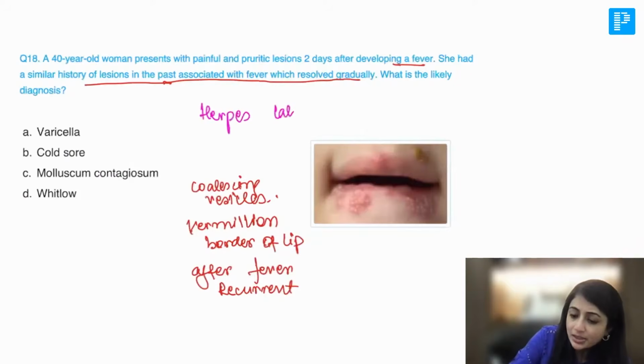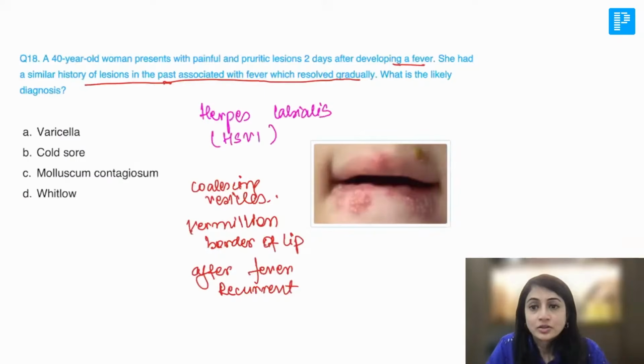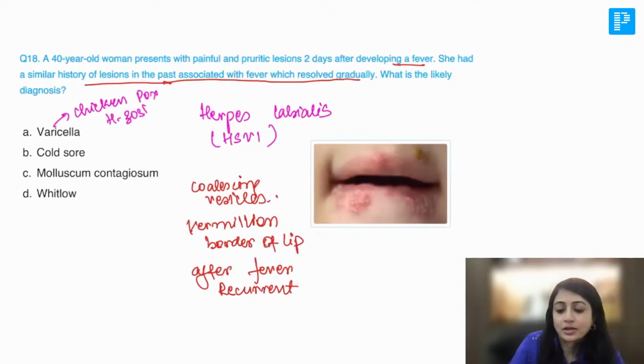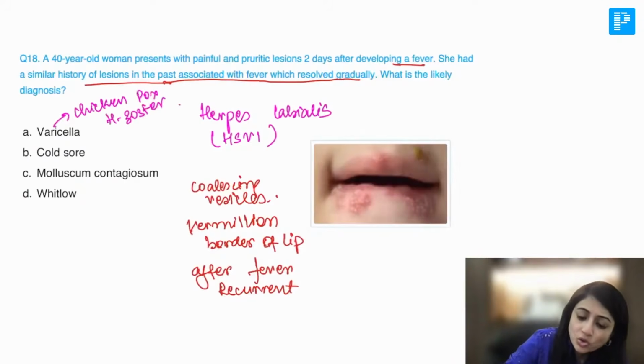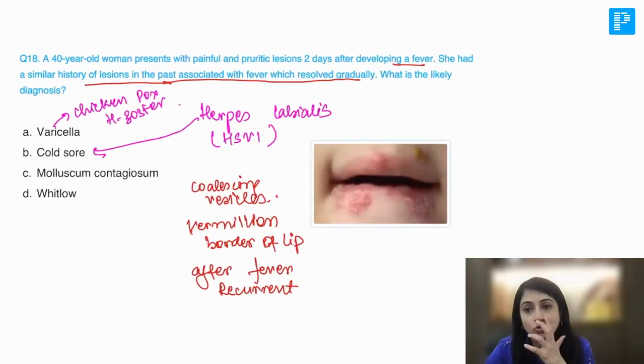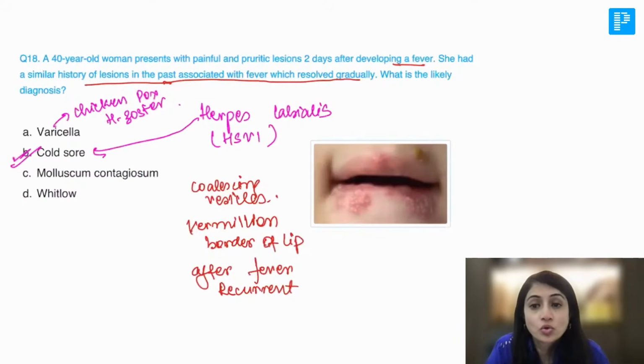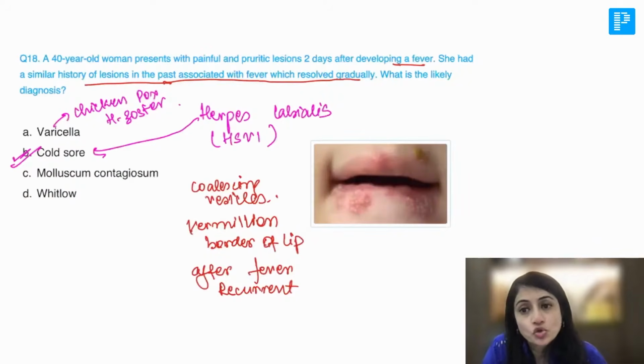Herpes labialis is caused by HSV, mostly 1. So why is it not varicella? Varicella causes chickenpox or herpes zoster. This is not varicella. Herpes labialis is also referred to as cold sore. That was the confusion here. So you all said it right, this is herpes labialis, but you should know it is also called cold sore. Molluscum we have already discussed.